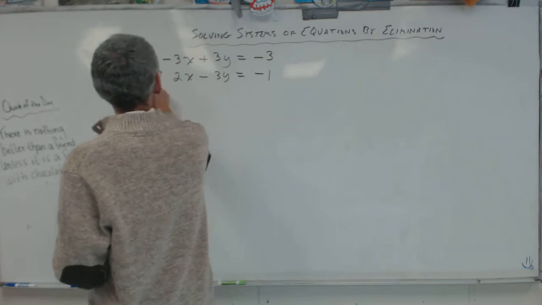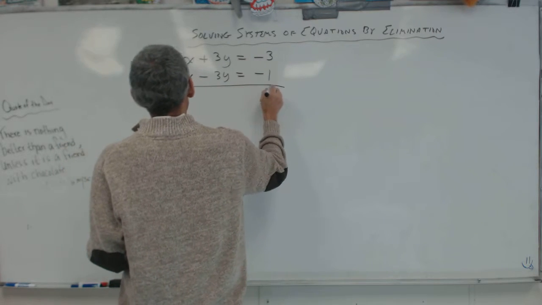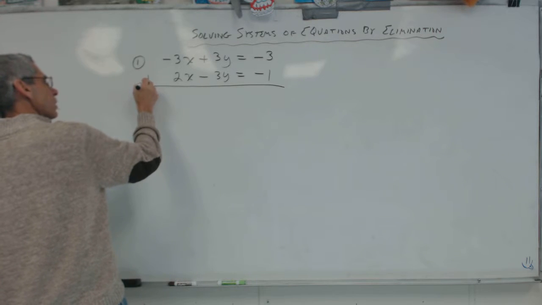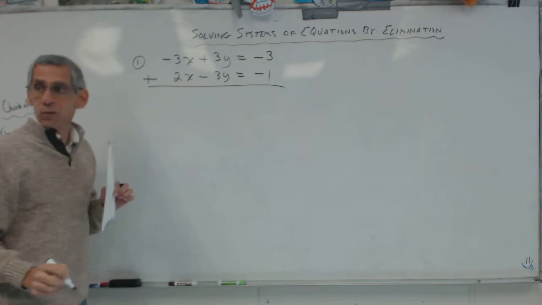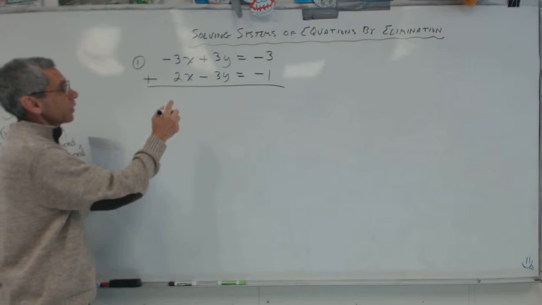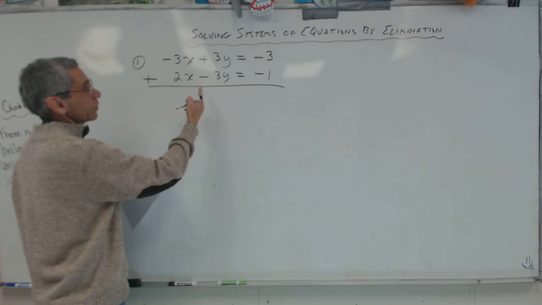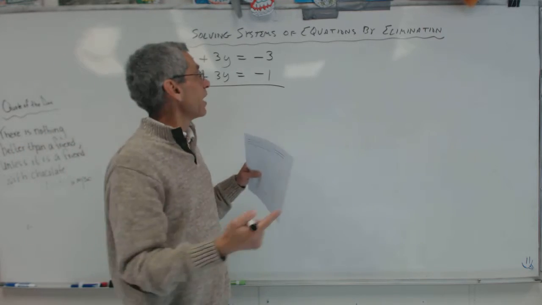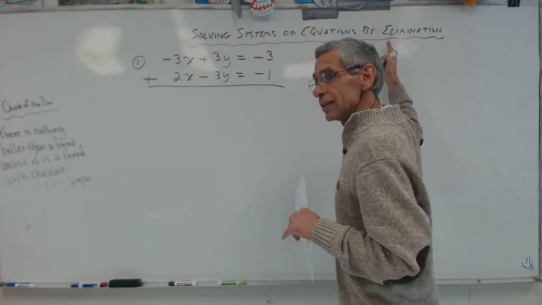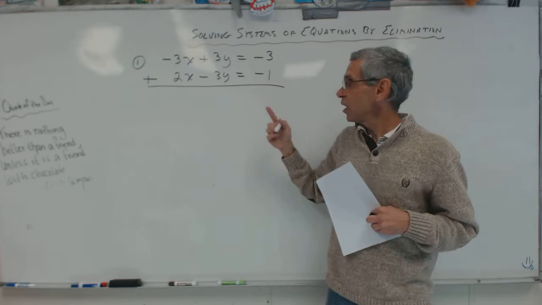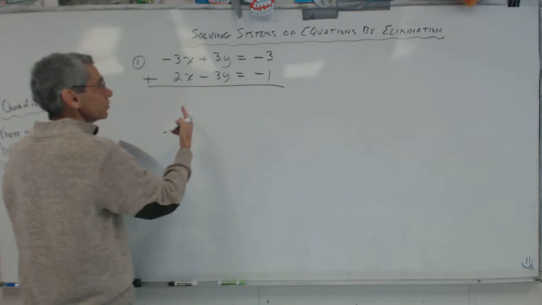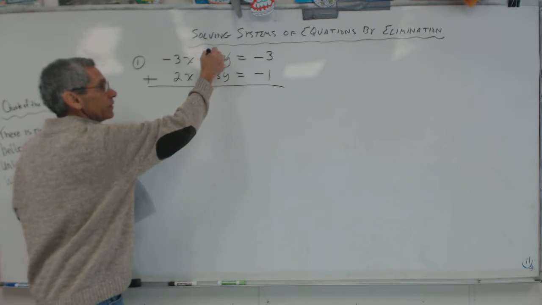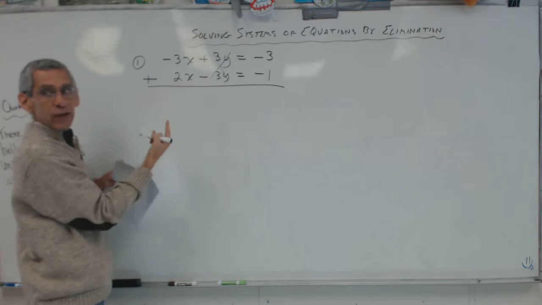Let's just try it. I'm going to just draw a line under here and add this. And in one quick move, you're going to see something really crazy. What happens when I add these two equations together? What happens to the y's? Oh, they cancel out. They are eliminated. That's why they call this the elimination method. Just by adding these two equations together, these cross out. So all I have left are x's.